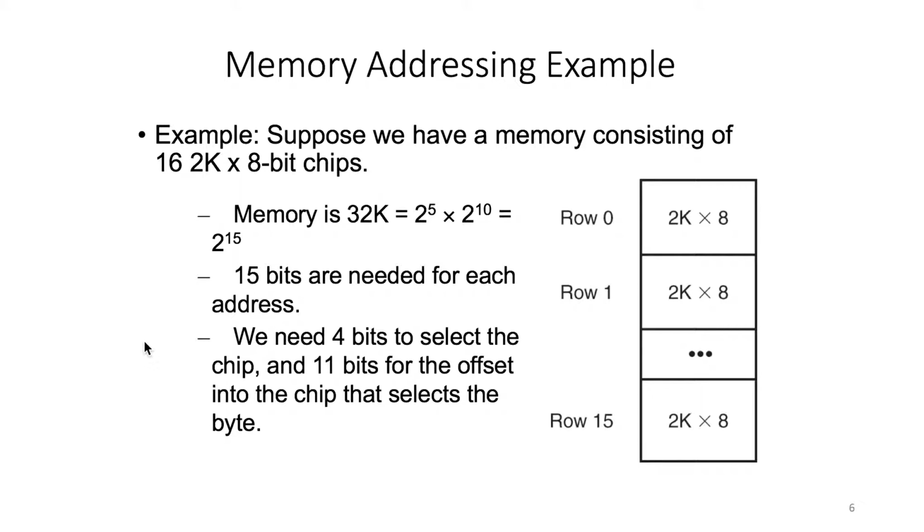So let's consider another example. Now suppose we have a memory consisting of 16 chips of 2K times 8 bits. So the storage capacity of this memory is going to be 32K. That's equal to 16 times 2, which equals 32K. So 32K can be represented by 2 to the power 5 times 2 to the power 10. 2 to the power 10 corresponds to the kilobyte right here. So that equals 2 to the power 15.